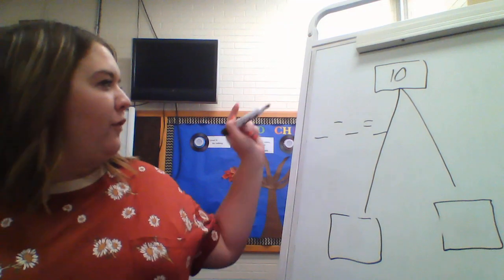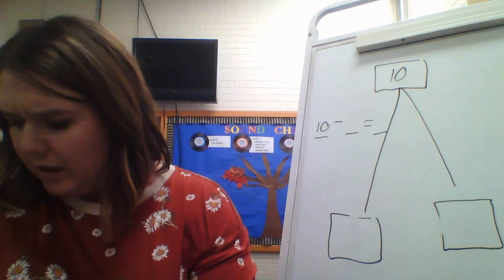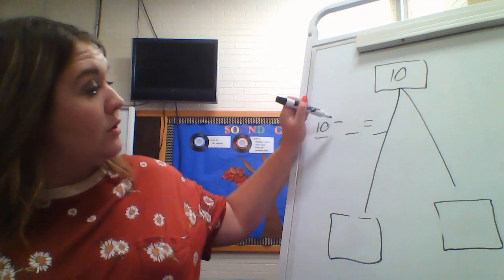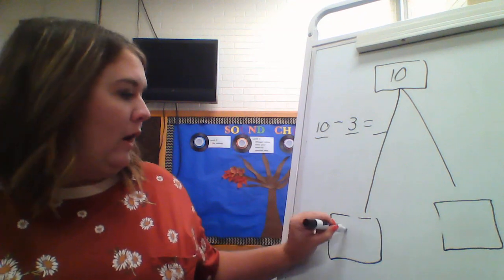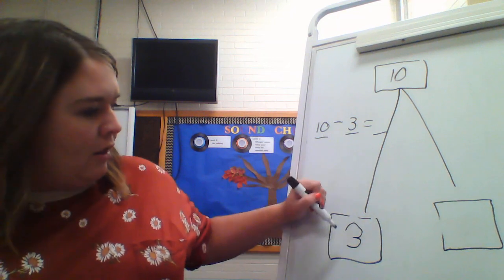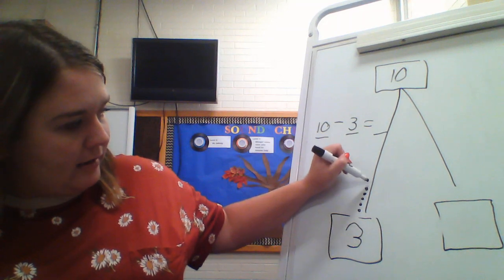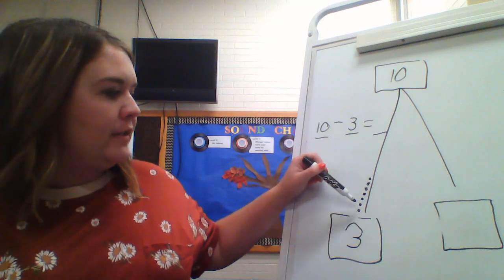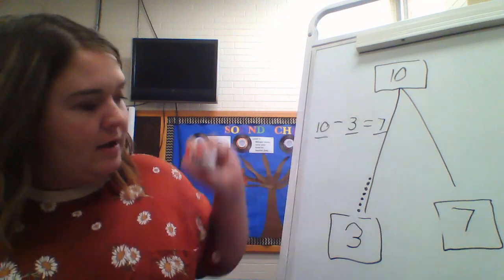Ooh, Dallas played for 10, so that's what I'm going to start with. Minus how many fewer did Liam play? Liam played on the computer for 3 fewer. So that means I'm going to minus 3 equals, so I know 3 is going to be one of my numbers down here. So I need to count up from 3 till I get to 10. 3, 4, 5, 6, 7, 8, 9, 10. How many dots did I make? 1, 2, 3, 4, 5, 6, 7. 7 is my answer. 10 minus 3 is 7.